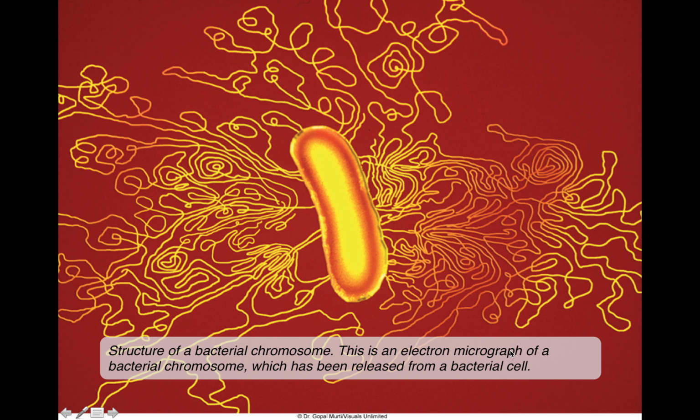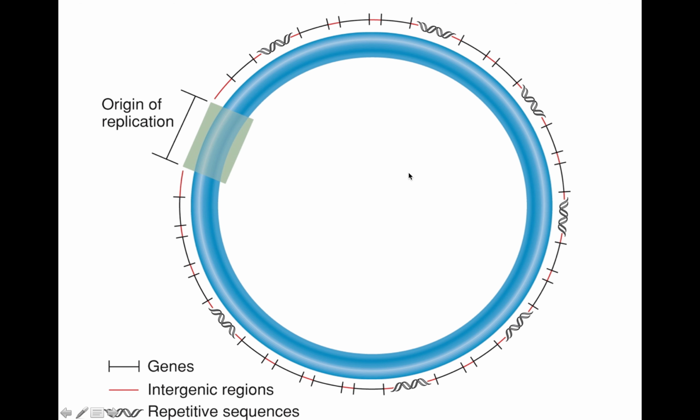This is an electron micrograph, a pseudo-colored picture that shows a single bacteria cell right here with its single chromosome splayed out all over the surrounding area. This DNA is approximately 1 millimeter long. The bacteria is approximately 1 micron long. So there's 1,000-fold packaging that has to go on in order to get this DNA packaged nice and neatly inside the bacteria cell.